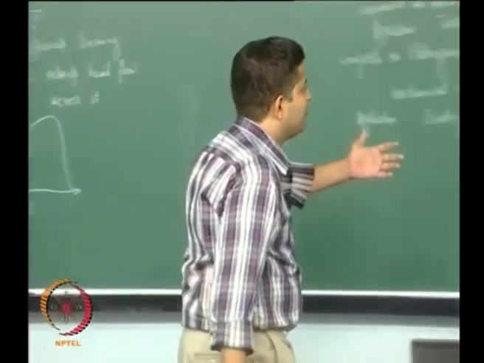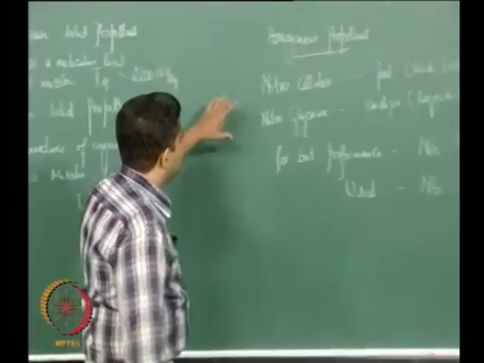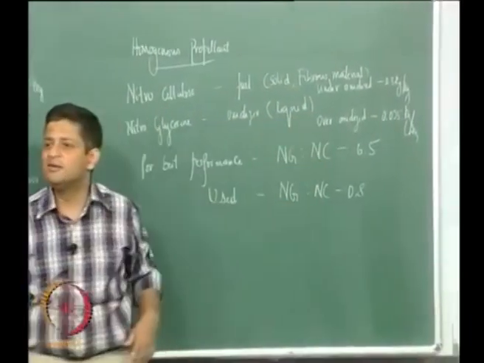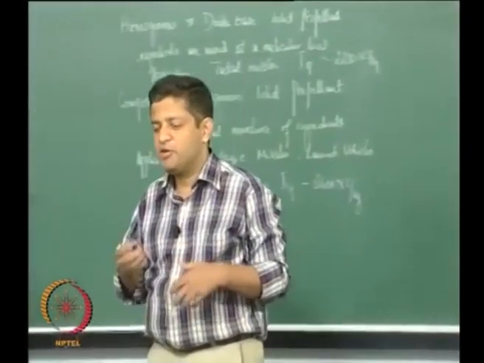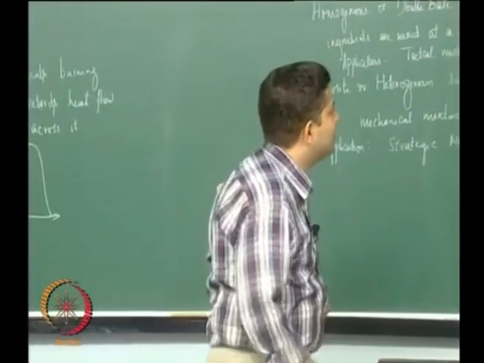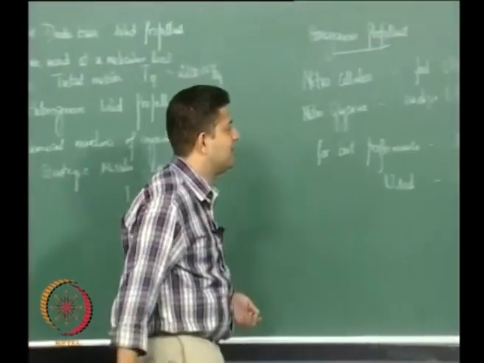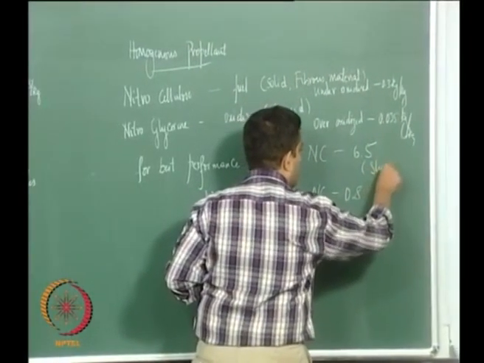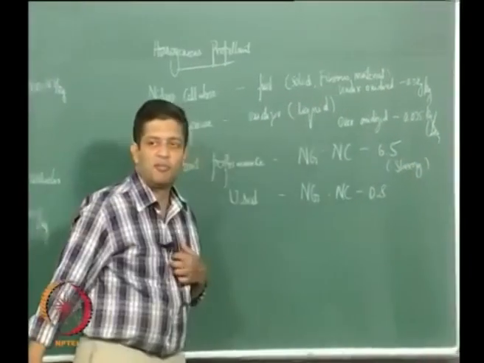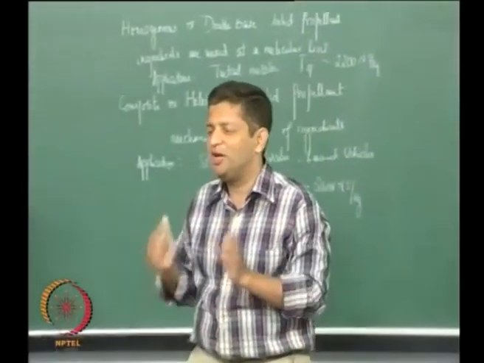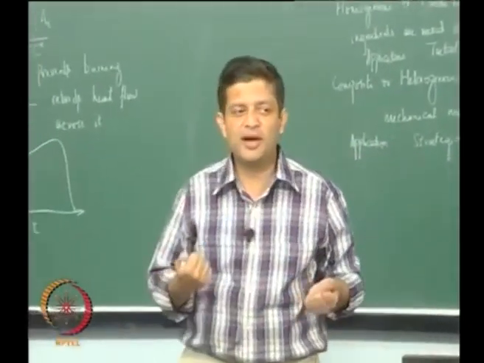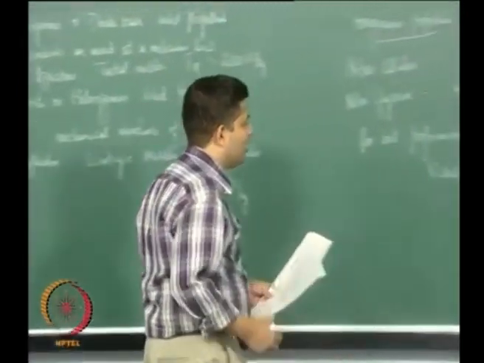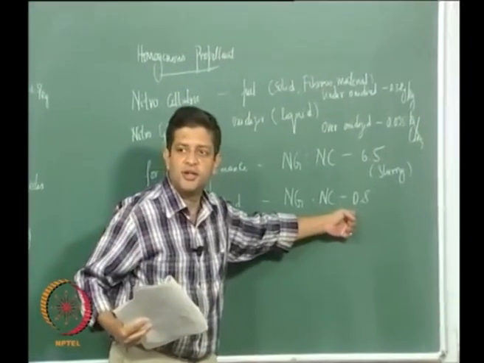No, if you look at what is written here, this is a solid and this is a liquid, and when you mix them in this proportion 6.5, it will become a slurry and will no longer be a solid propellant. And if you want it to be a solid propellant with good mechanical properties, you need to go in for this kind of ratio.